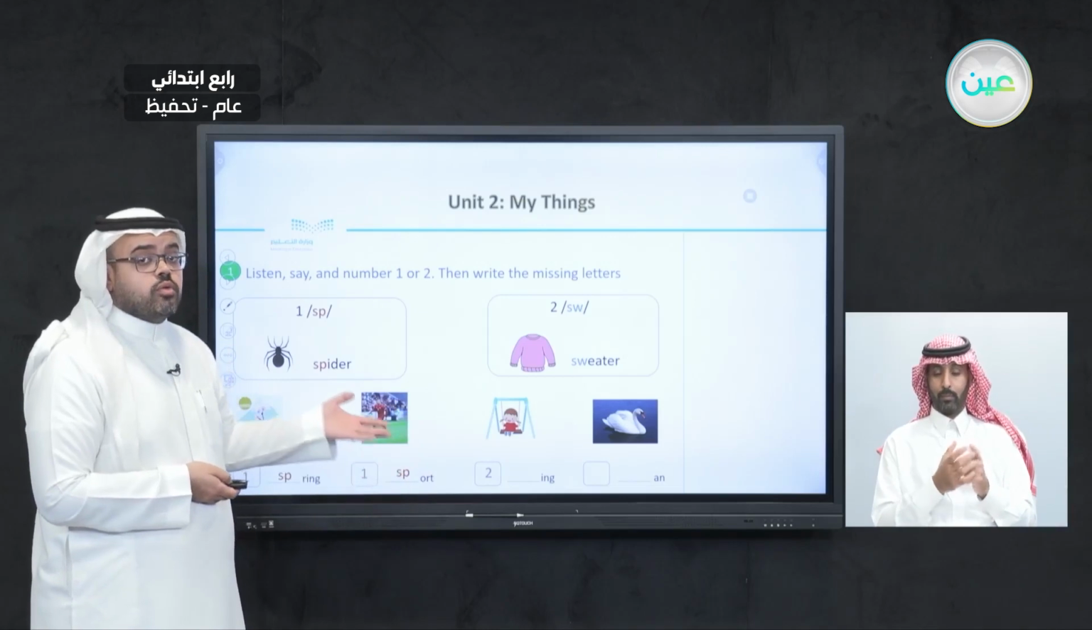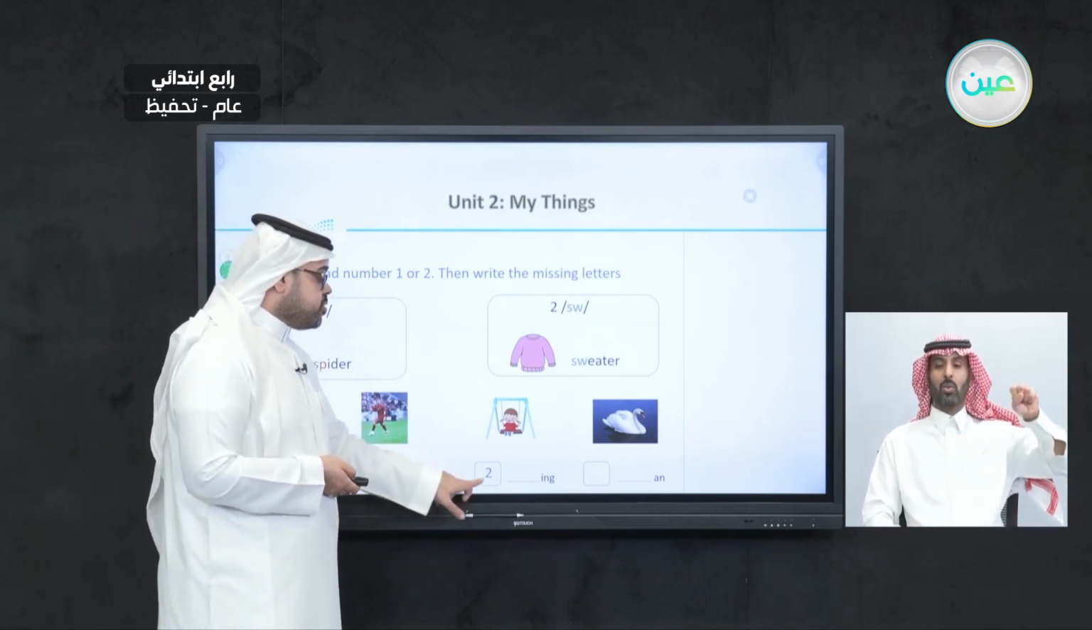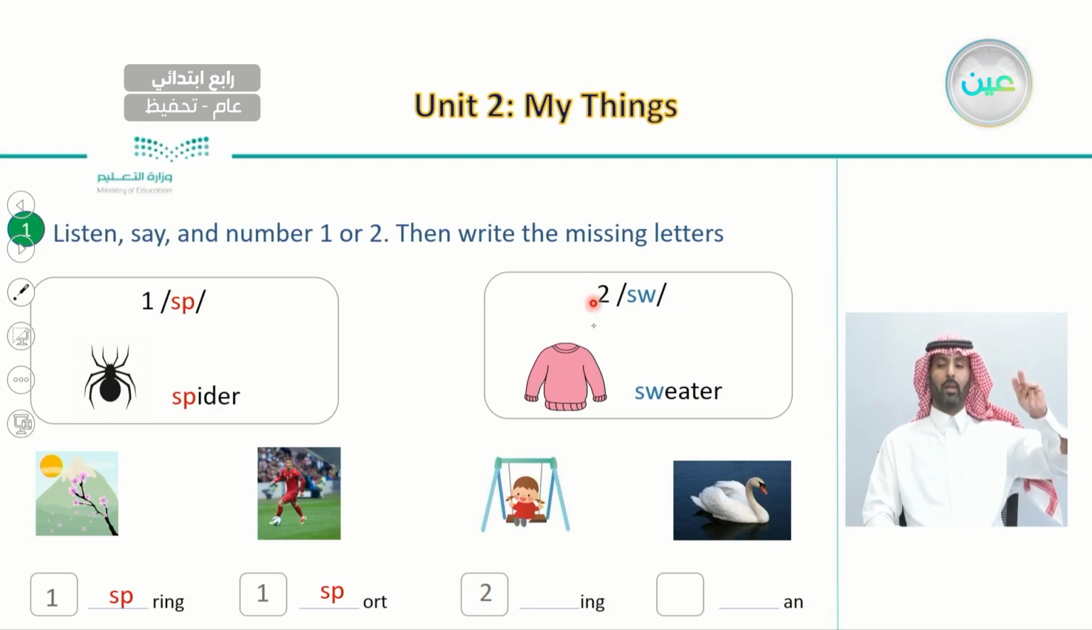Now let's listen to the third word, which is already answered, that the third one starts with the second sound, which is number 2. So here we're going to write S and W for the word swing. Swing. Now, let us move on to the last word we have.